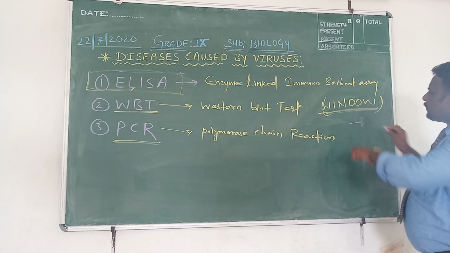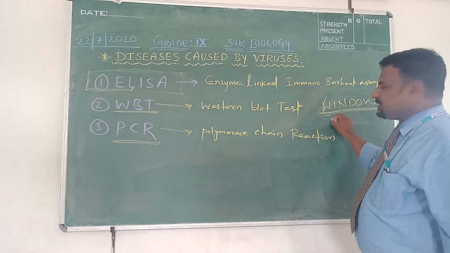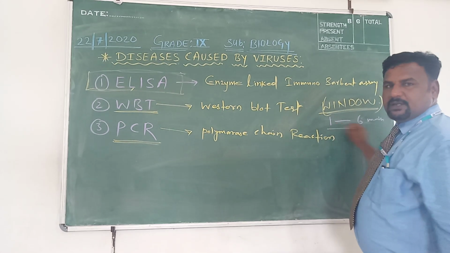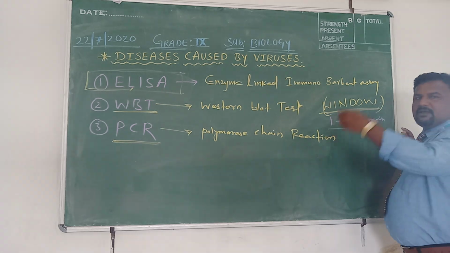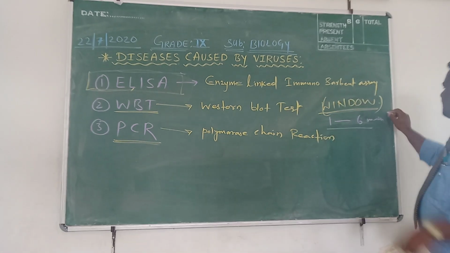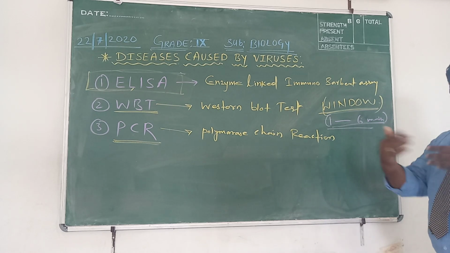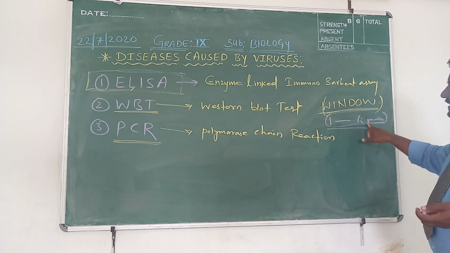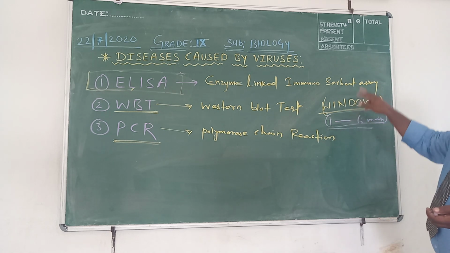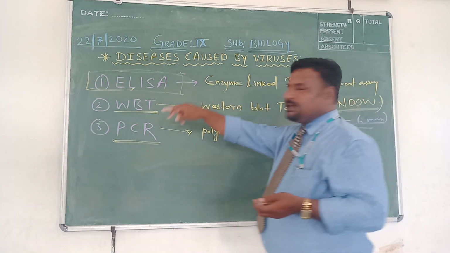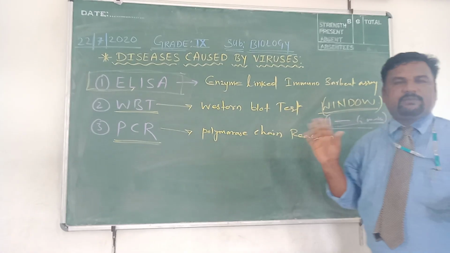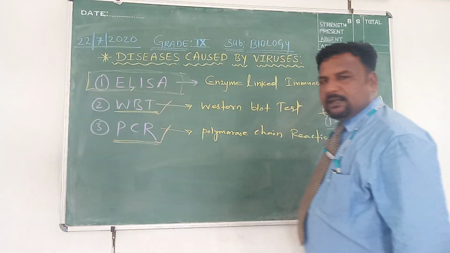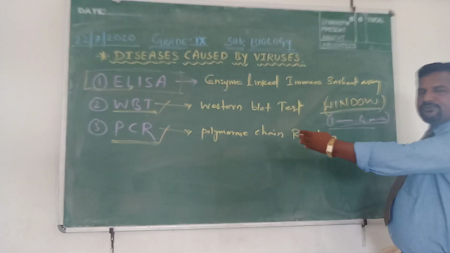That means, what is the window period? The span for this window period of infection is day 1 of infection to 6 months. Suppose today the HIV virus enters, from day 1 till 6 months, it remains in the blood and keeps on multiplying. But if the person performs this test during that window period, it is not a confirmative test. Therefore, he can go for the Western blot test or polymerase chain reaction. These are the two most confirmative.